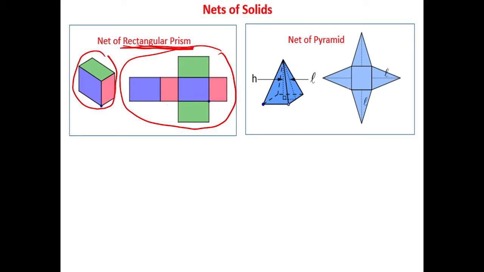Probably the base is a square. You call that a square pyramid. The name of a prism or of a pyramid depends on the base. If the base is a triangle, it's a triangular pyramid. If the base is a square, it's a square pyramid. A rectangular pyramid, if the base is a rectangle.